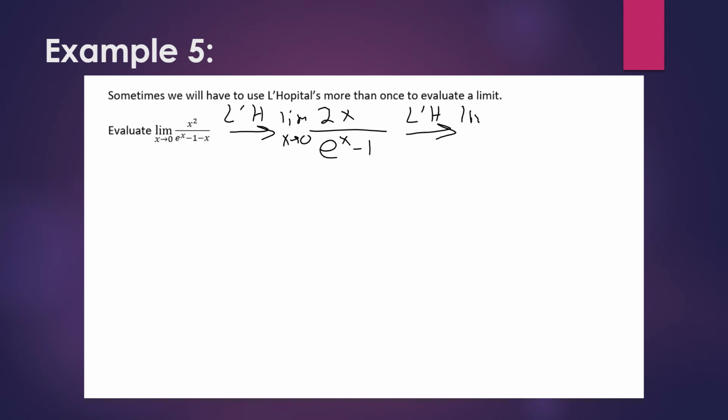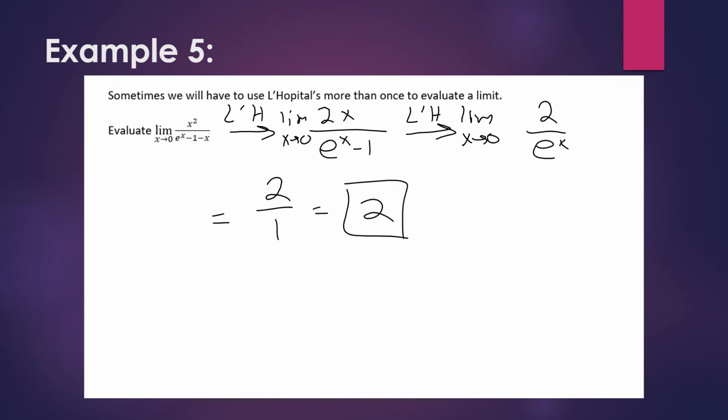So this will be the limit as x approaches 0 of 2 over e to the x. And this is something we can evaluate. This is going to be 2 over 1, which is 2. So my limit is 2. So just because we have to use L'Hopital's more than once doesn't necessarily mean the problem is going to be difficult.